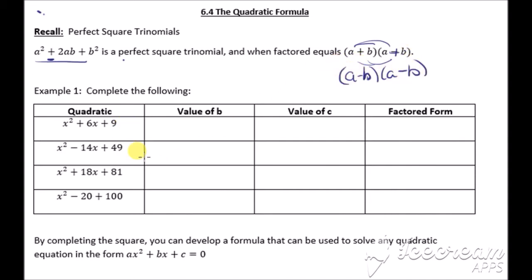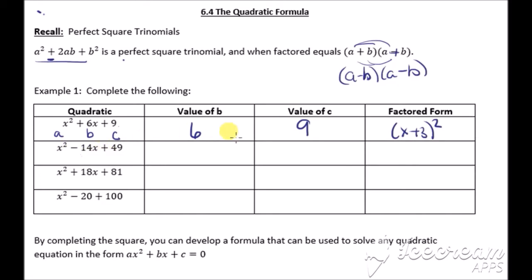Okay, so let's just complete the following table for a warm-up. As a recall, the number in front of x squared is a, the number in front of x is b, and then the constant c. So the value of b here is 6, and the value of c is 9. So what two numbers multiply to 9 and add to 6? Well, 3 and 3. So we can write that in factored form, x plus 3 squared.